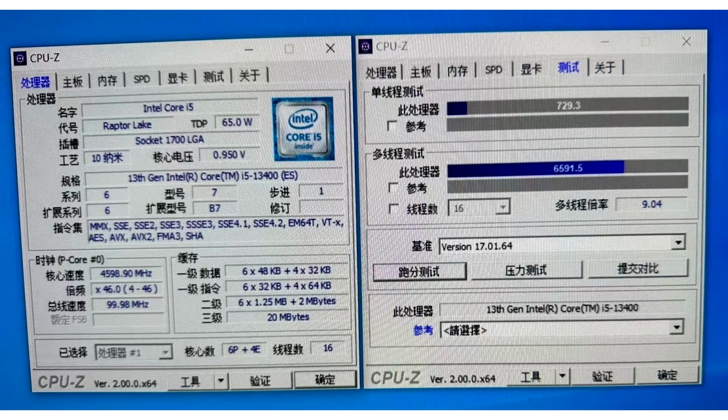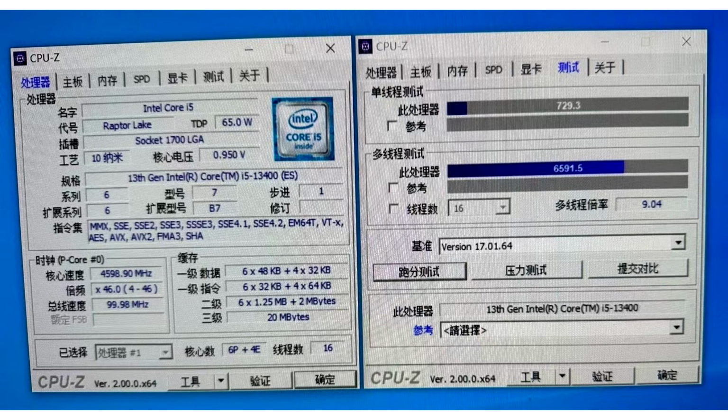Intel Core i5-13400's performance in the single-core CPU-Z benchmark matches that of Core i5-12400. The entry-level Intel Core i5-13400 and Core i5-13500 processors were tested well before the official announcement of the Raptor Lake generation.